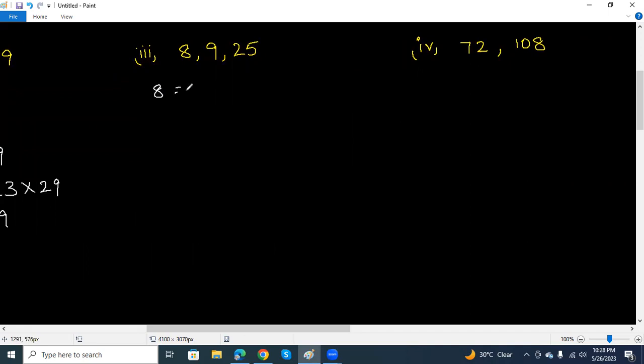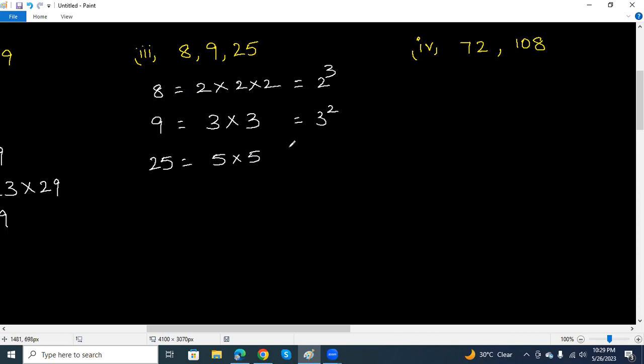Next. For 8, what is the factorization of 8? 2 4s are 8. But 4 can be written as 2 2s are 4. So this is the prime factorization, which is nothing but 2 cube. 2 is repeated here 3 times. 9: 3 3s are 9. Prime factors are 3 and 3. 3 square. 25: 5 5s are 25. Perfect square. So 5 square it can be written as.